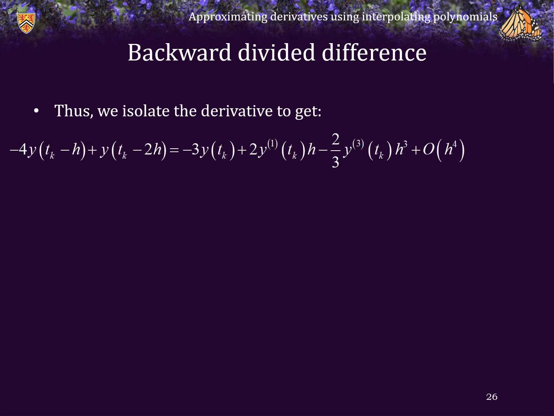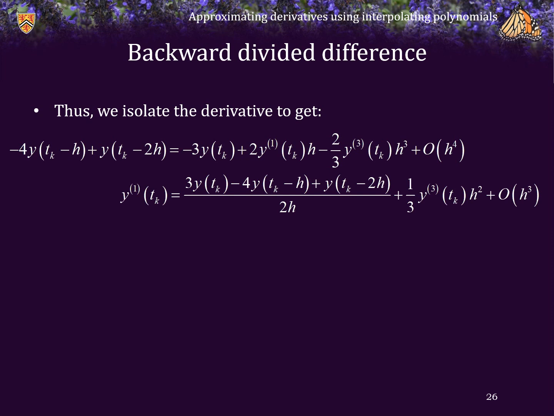Thus, we can take this expression and isolate the derivative. So take the negative 3 times y at t sub k to the other side, take the error to the other side, and then divide by 2h. That gives us this expression here. Notice that when we divided by 2h, the order h to the fourth error becomes an order h to the cubed error. However, the overall error is still big O of h squared, as the coefficient of h squared is generally not equal to 0.